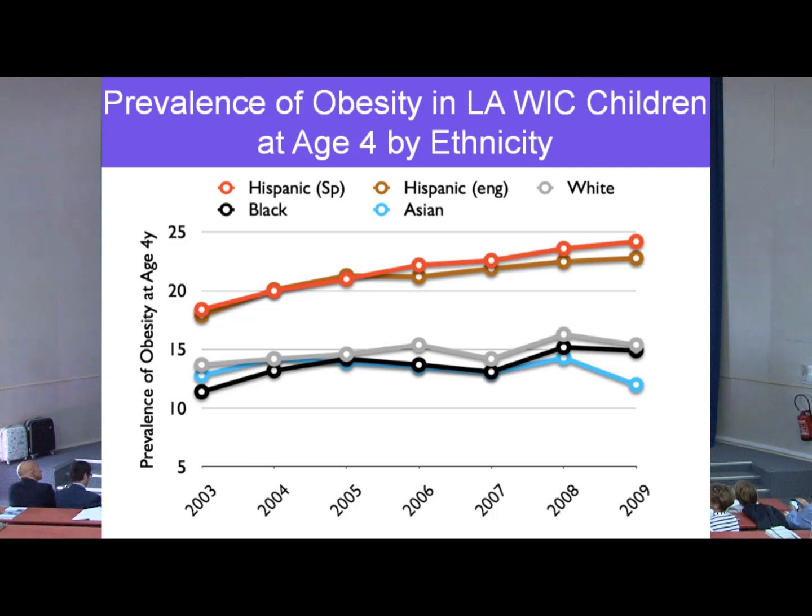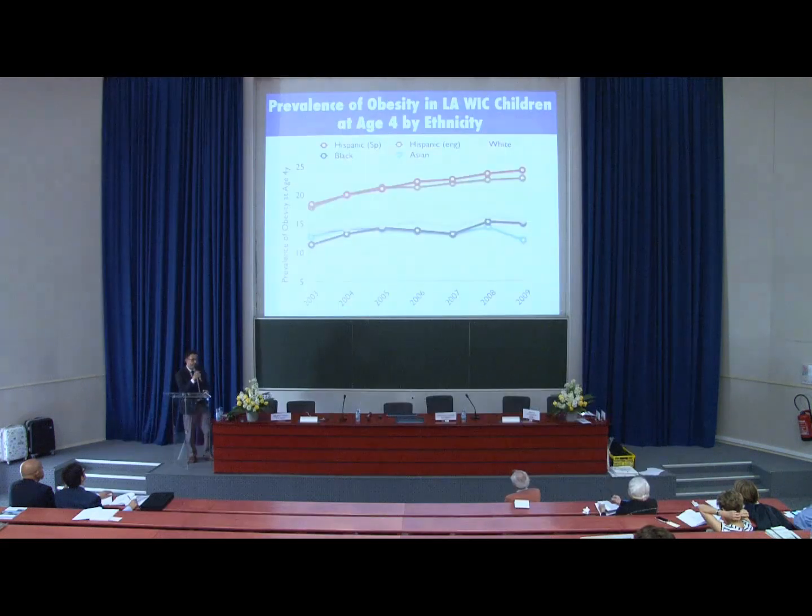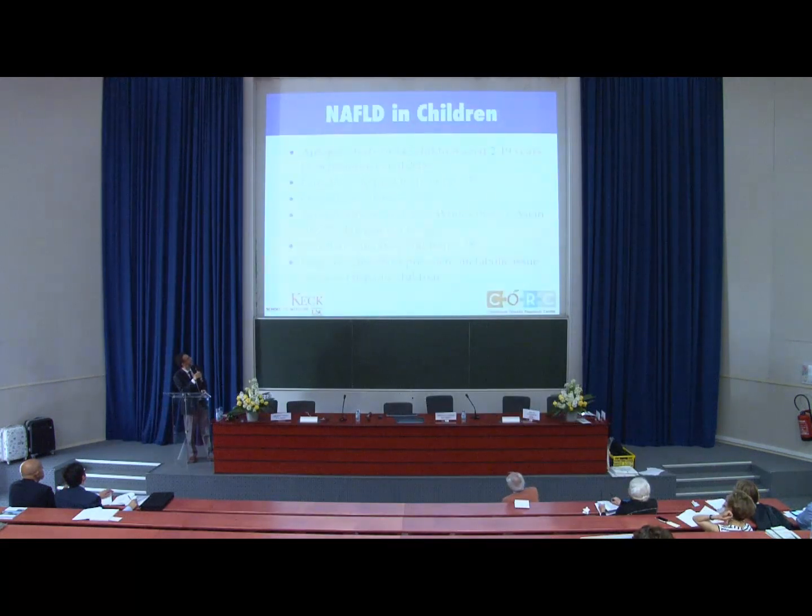And you can see the higher levels of obesity at age 3 is among Hispanics who are either of English-speaking mothers or Spanish-speaking mothers. And you can see this is continuing to increase, and the levels of obesity at age 4 are almost twice as high among Hispanic children compared to other ethnic groups.